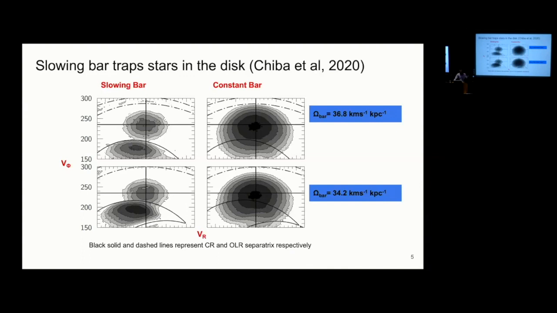The image on the left-hand side shows the case for a slowing bar. We can see that when the bar slows down, it traps stars in the Vφ versus VR phase space, whereas in the case of a constant bar, we don't see that much trapping. Here the bar's pattern speed decreases from 36.8 kilometers per second per kiloparsec to 34.2 kilometers per second per kiloparsec in this case, whereas in the constant bar case, the bar was at a constant pattern speed of these values.